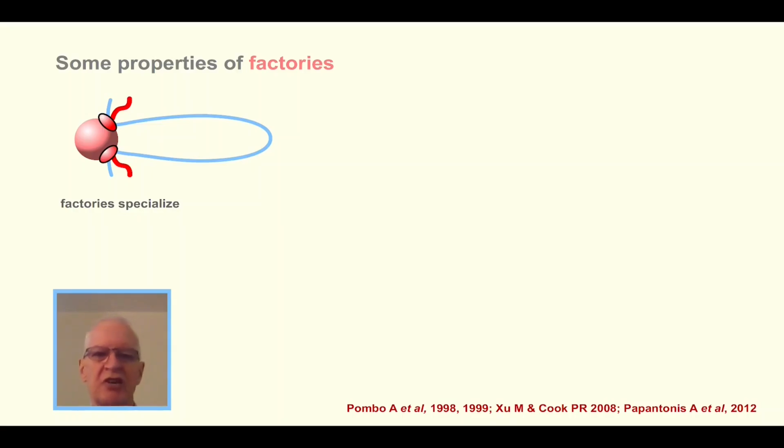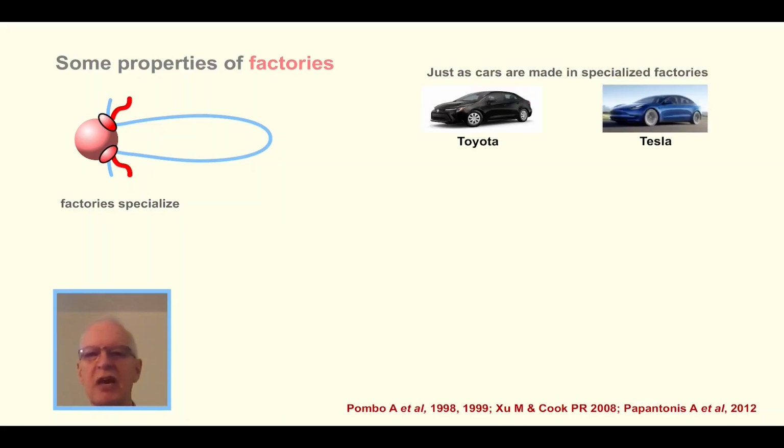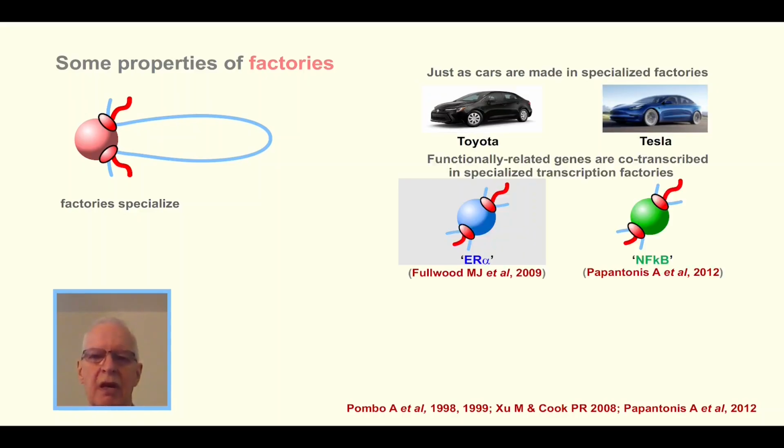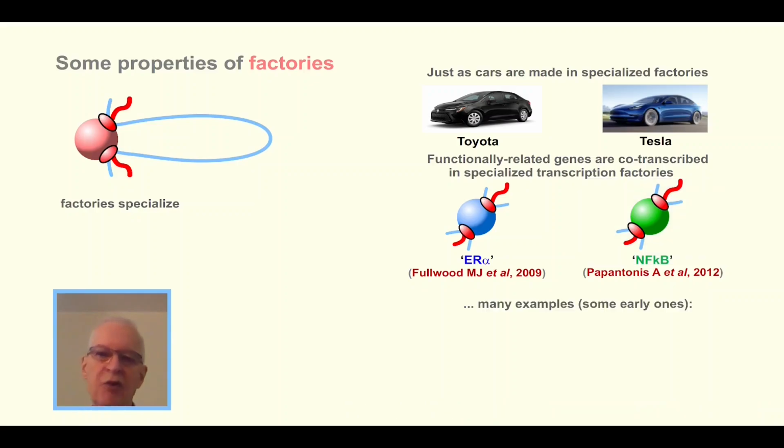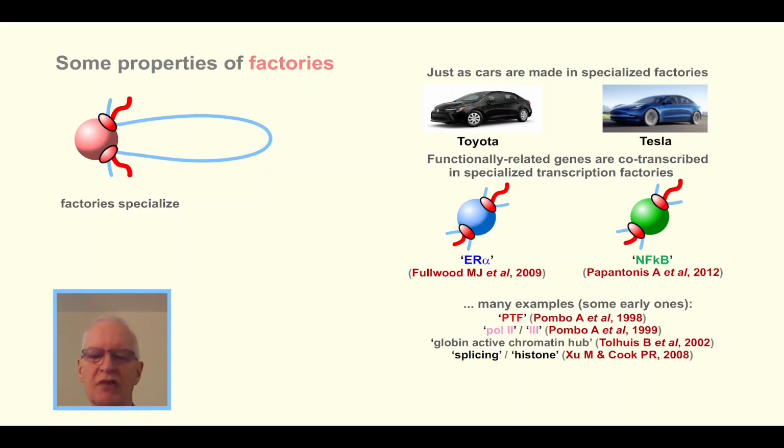We also demonstrated the factories specialize in much the same way that a Toyota factory doesn't make Teslas. An estrogen receptor alpha factory makes transcripts regulated by the steroid receptor, and NF-kappa B factories make inflammatory response transcripts. And there are many other examples of specialized factories, and here are some early ones.